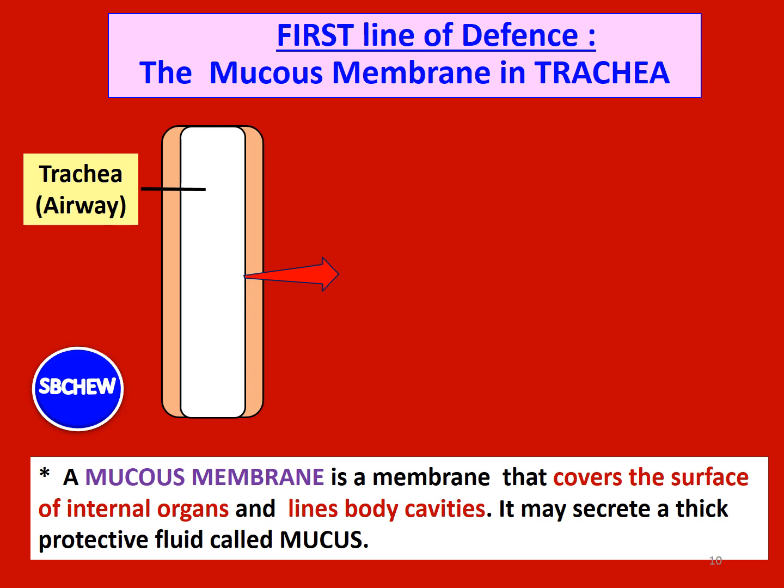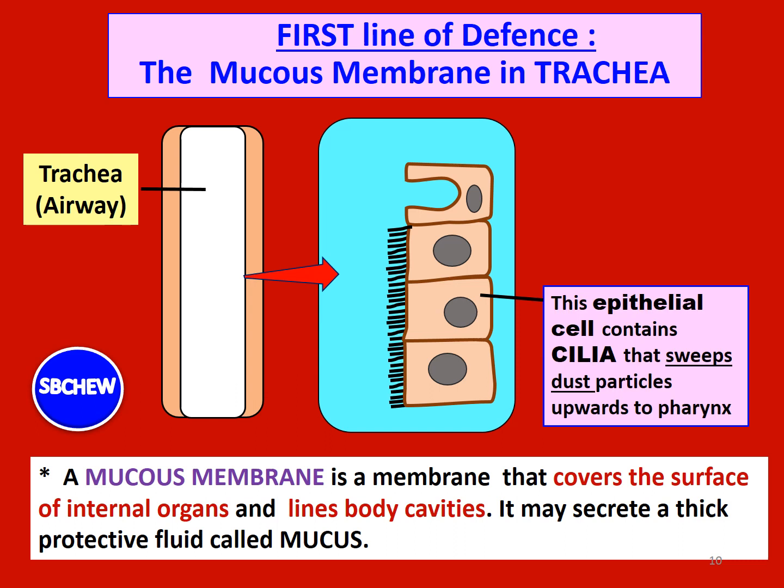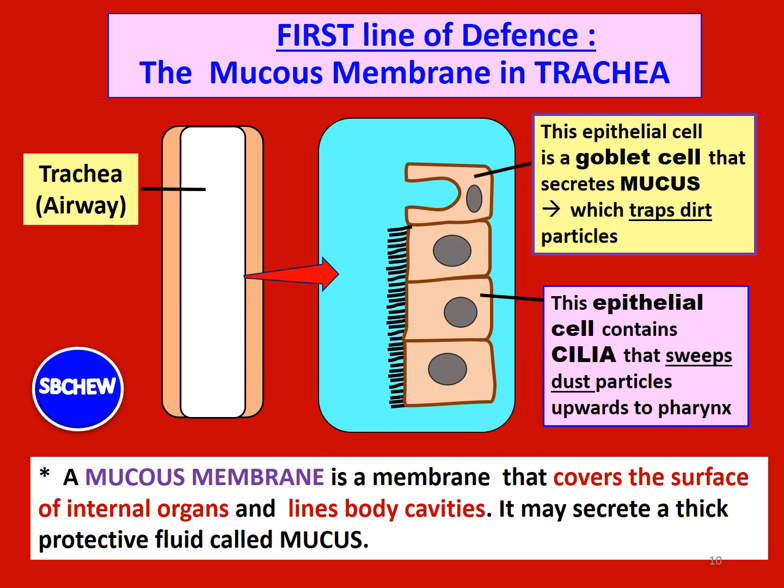On the inner surface of the trachea, we have the epithelial tissue, which is made up of cells called the epithelial cells. So there are two types of epithelial cells here. The first epithelial cell is the goblet cell, whose function is to secrete mucus, a sticky substance that can trap dirt particles from the air on it. So as we breathe in the air, the mucus is filtering the air by trapping the dirt particles on it.